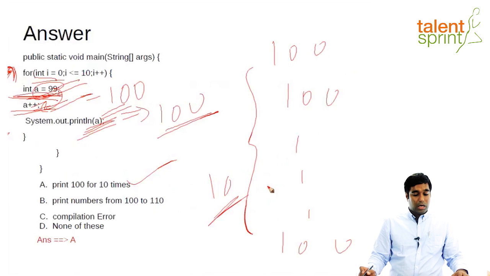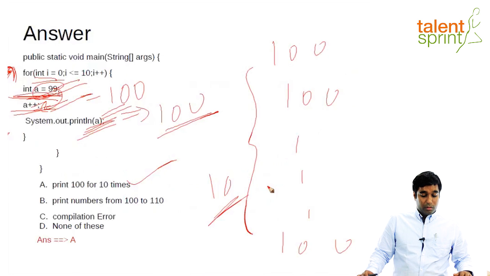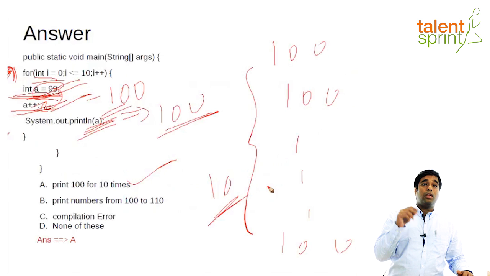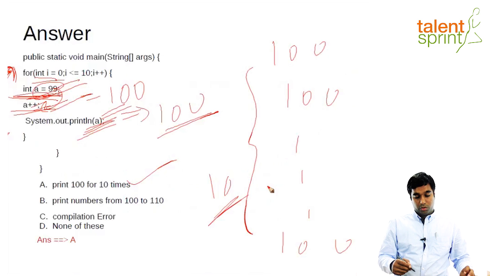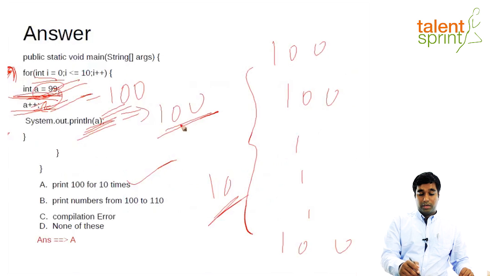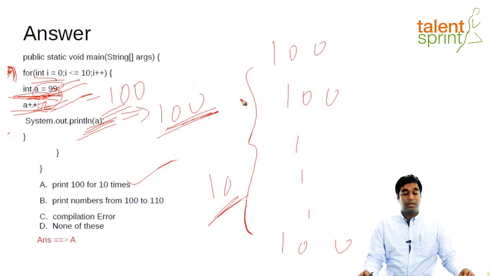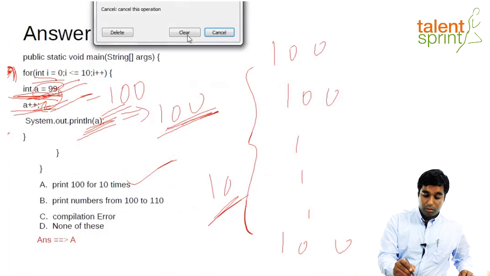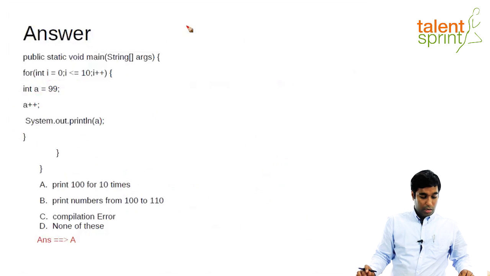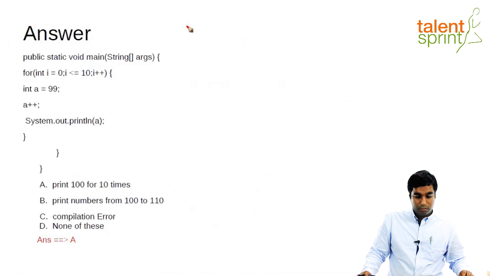That is why the answer is option A: this is going to print 100 for 10 times, because within the loop we are reassigning the value of A as 99 again and again. The value of A is assigned as 99 in every iteration. That is why it is only going to print 100 in every iteration. It will not print anything different. I hope this concept was clear to you, and I'm quickly moving to our next question for control statements.